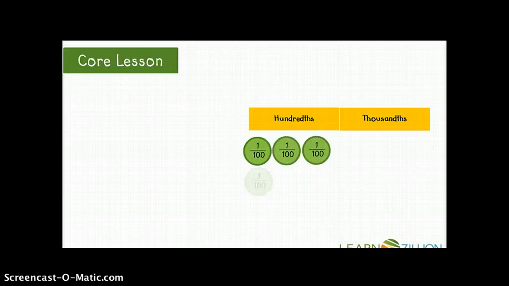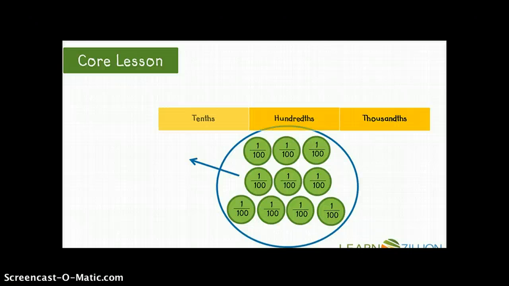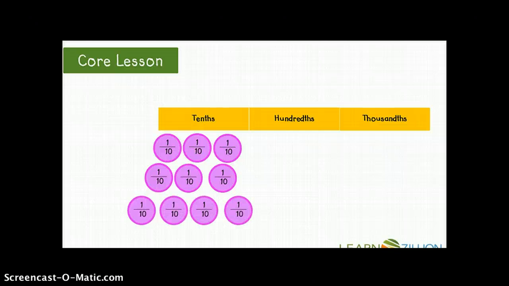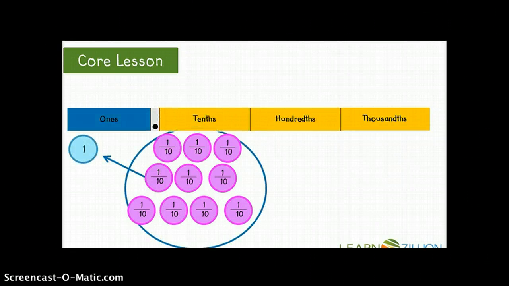What if we count out 10 groups of hundredths? Is there a larger unit we can make? We can make 1/10th. Because it takes 10 hundredths to make 1/10th, we can say the value of the tenths place is 10 times greater than that of the hundredths place. 1/10th is 10 times as much as 1/100th. If we continue, we can count out 10 tenths and make the next largest unit, which is 1. Because it takes 10 tenths to make one whole, we can say the ones place is 10 times greater than that of the tenths place.